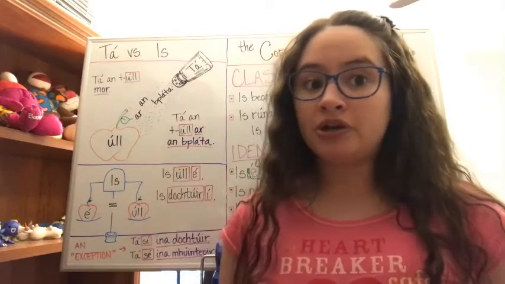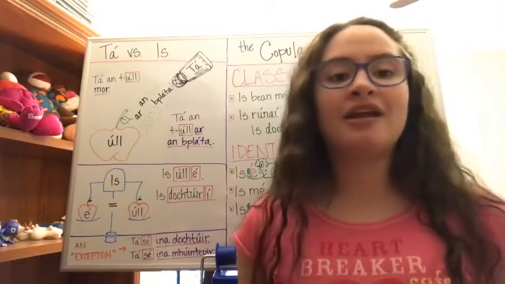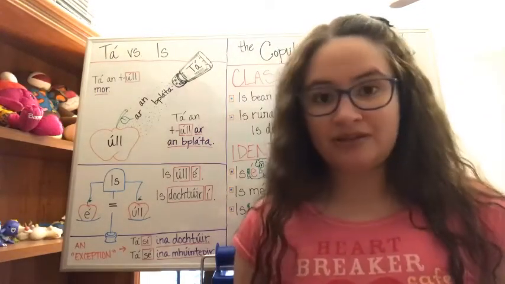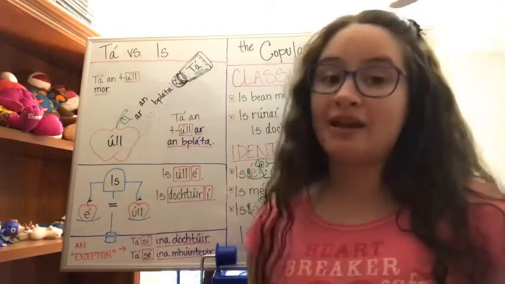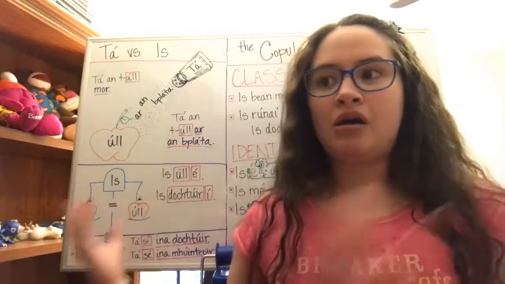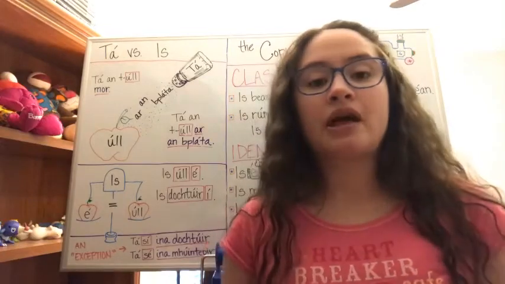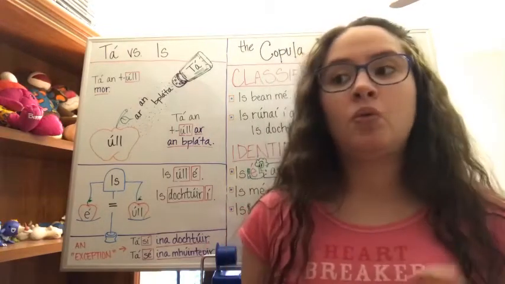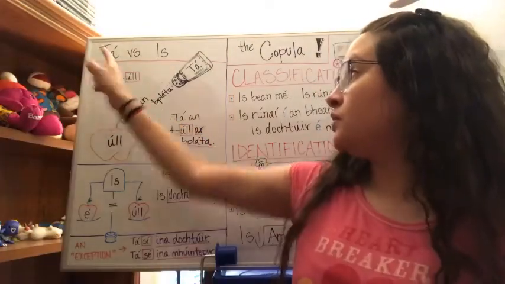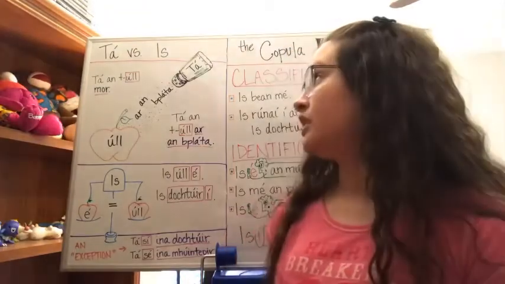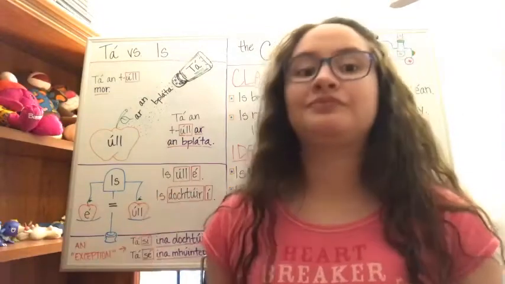But first, before we start, let's remember the difference between the subject and the predicate of a sentence. The subject of a sentence is what the sentence is about. The predicate is the rest of the sentence, which describes the subject, like what something is, where it's at, what it's like, that kind of thing. So for tá, the normal word order will be verb, subject, predicate.